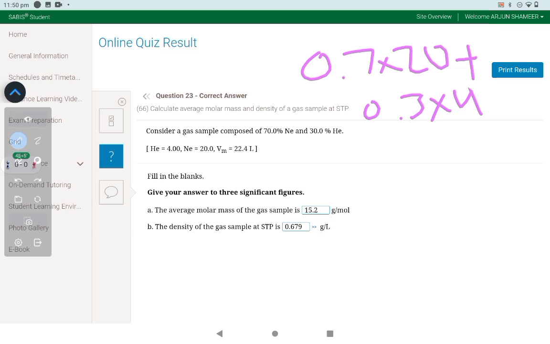Yes. Now the density of the gas sample at STP. To find density, what is density? Density is mass over volume. Now, volume when it's at STP is 22.4. So we have the average molar mass. We can do 15.2 over 22.4, which gives us 0.678. So yeah, 0.679. Yes, that is the density of the gas sample at STP.